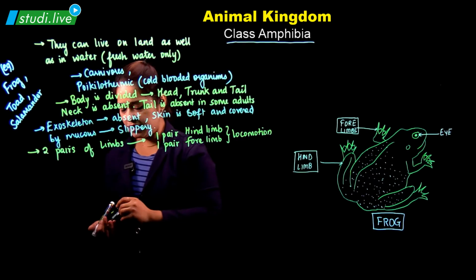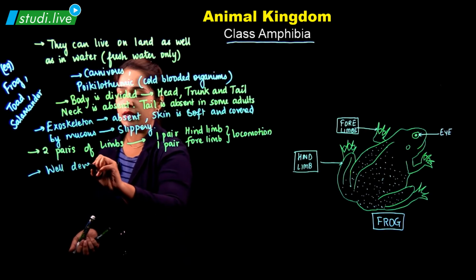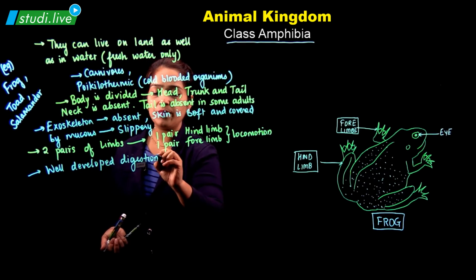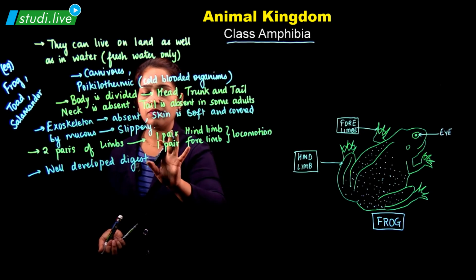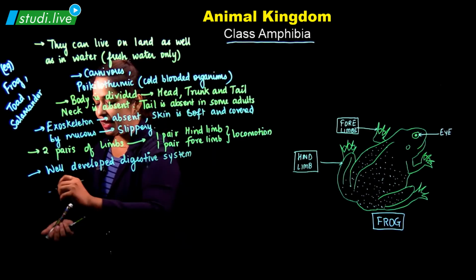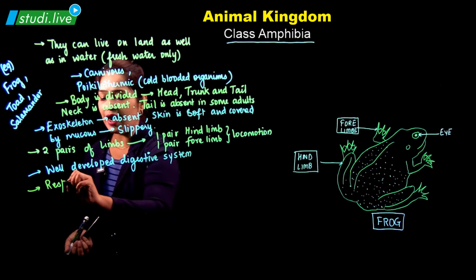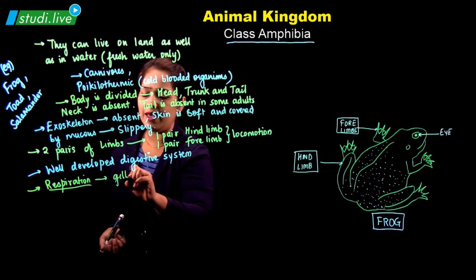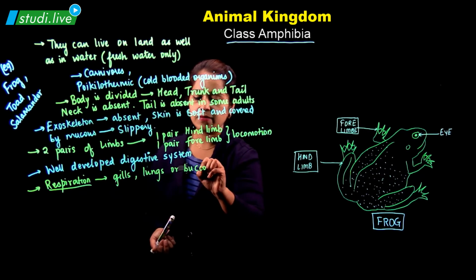Now their digestive system is well developed. Respiration in them can take place through gills when it is in water. When it is on land, it takes place through lungs or buccopharynx. So respiration occurs by gills in water, and by lungs or buccopharynx on land.